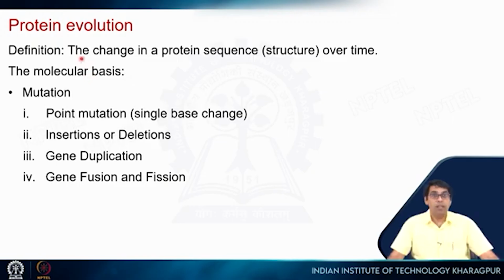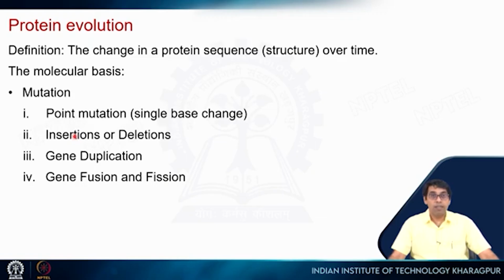So what is this? The change in a protein sequence or structure over time will be protein evolution. And the molecular basis of this protein evolution is mutation. Remember that this mutation happens at the DNA level and the change is reflected at the amino acid level. If the change in DNA results in a change in amino acid, then you have a mutation in the protein. This mutation can be a point mutation, where only a single nucleotide is mutated to something else.